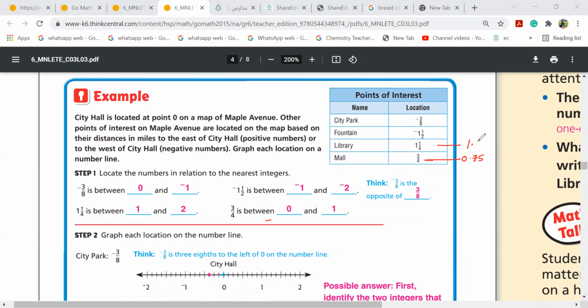And 1/4 is 0.25. Am I right, girls? 1/4 means a quarter, it's 0.25. And this is minus 1.5, right? Girls, write it down there so that it is easy for you. And how about 3/8? You will find it out.